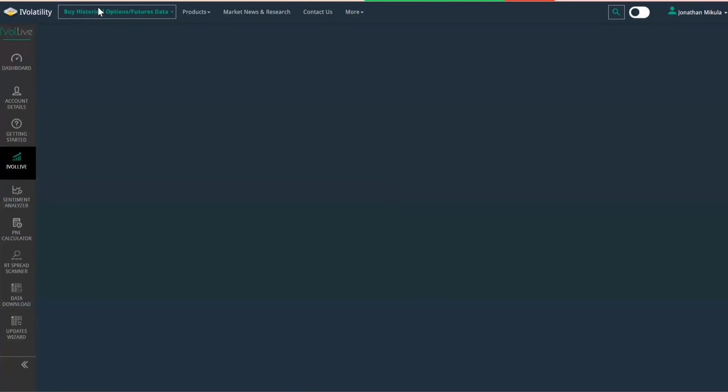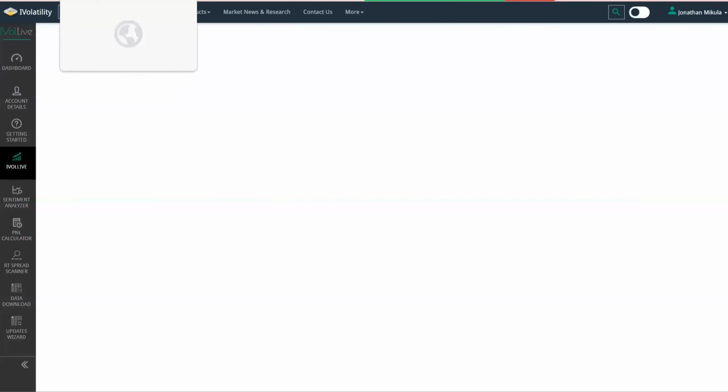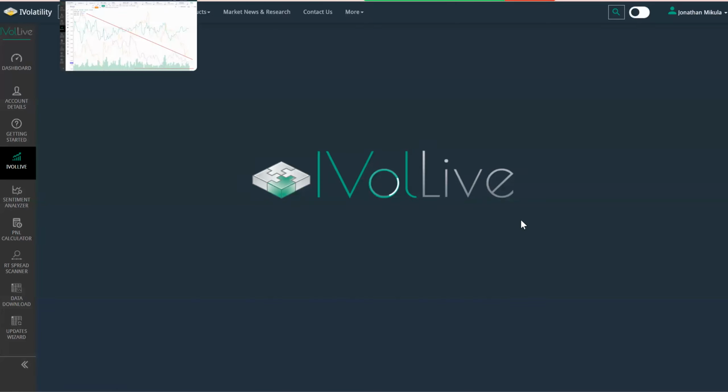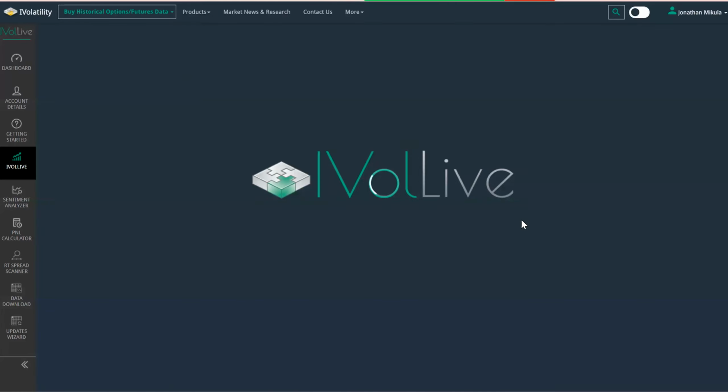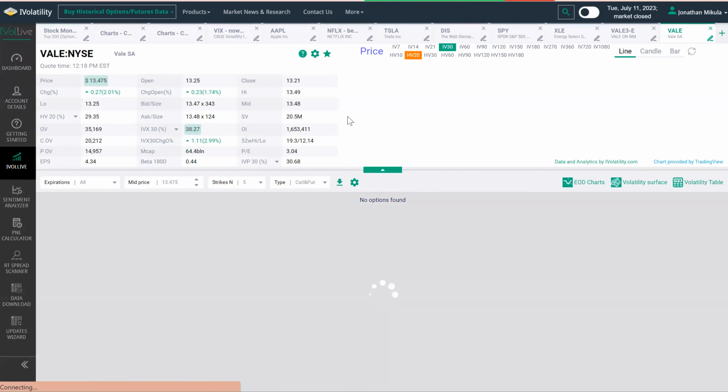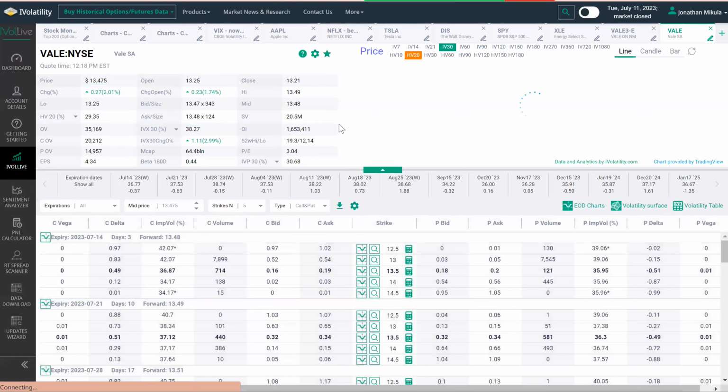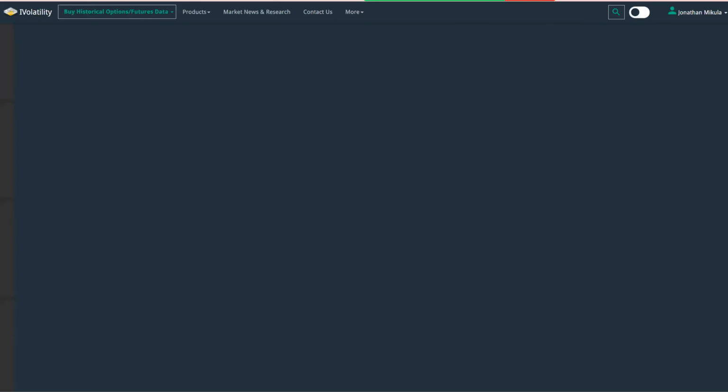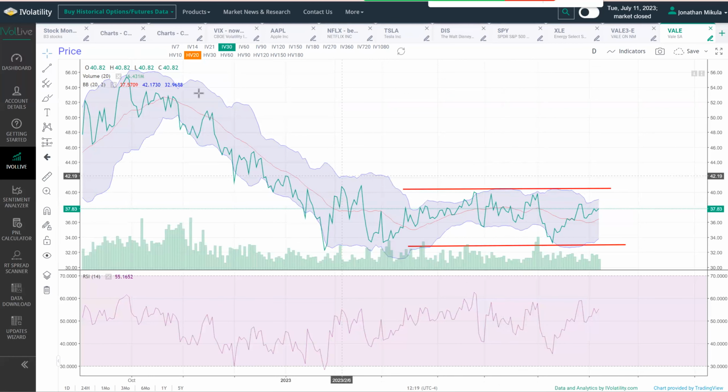Some other interesting things that I noticed that I had pulled up. This is another good example. You can have multiple browser tabs working with iVolatility. A lot of times I'll have a chart set up on price, a chart set up on implied volatility, and maybe a chart pulled up on historical vol, and I'll have all of it saved, so that way I can just toggle between them.